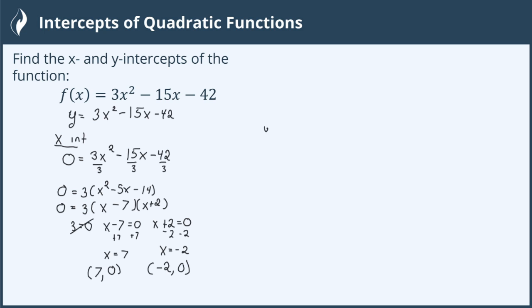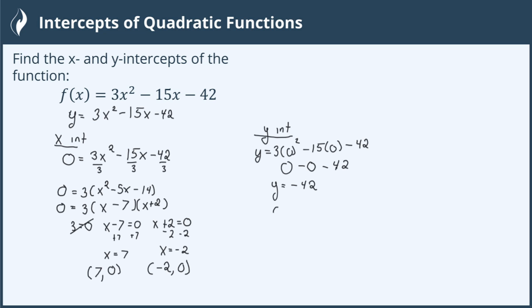To find the y-intercept, we're going to use a similar process, only instead of filling a 0 in for y, we're going to fill a 0 in for my opposite variable, or x. This one gets a little bit simpler, as anything times 0 is 0, and we're left with just the value at the end, the negative 42.